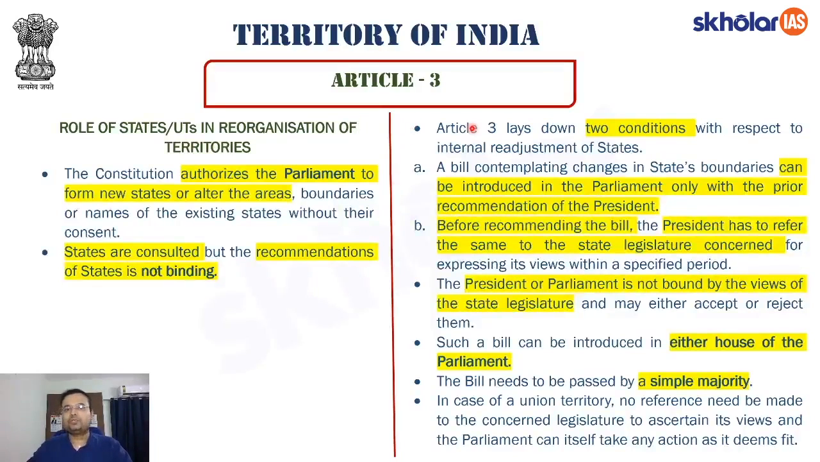Let me just explain this point so that it becomes absolutely clear. Right now we just spoke about how, while Parliament has all the powers, Parliament would need to consult and take recommendations of the state concerned. So there has to be a procedure with respect to it. The procedure as explained by Article 3 is this: if Parliament is thinking of bringing a bill which pertains to alteration of the boundary of any state, it must first take prior permission, prior consent of the President. Why exactly is that required? So that the President is able to put that bill for recommendation to that state's legislature.